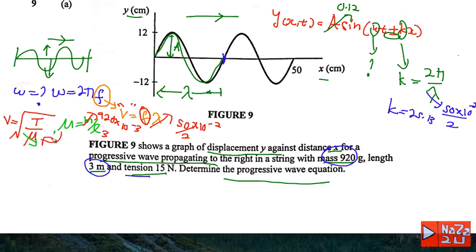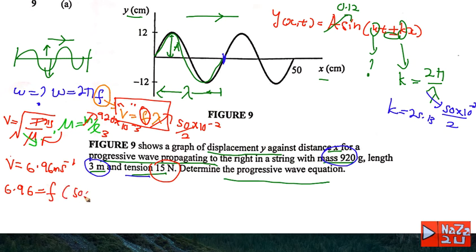So what is the tension? Tension is given as 15 Newton. So now you can find the value of v is equal to 9.69 meter per second. Again we refer to the equation here: v is equal to f lambda, so 9.69 is equal to f times lambda, where lambda is half of 50 converted to meter. So now you can find the frequency is equal to 27.84 Hertz.